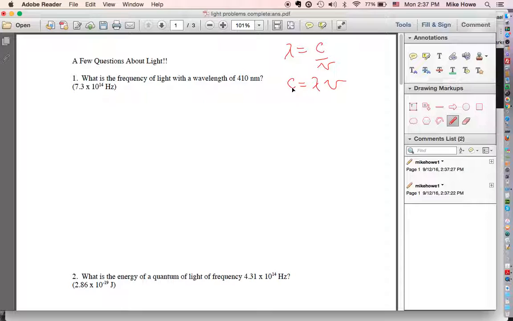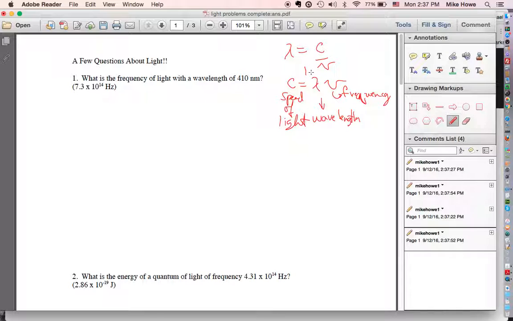So once again, this is speed of light. This is wavelength. And this is frequency. That's a c. And this is the Greek letter lambda. And this is the Greek letter nu.